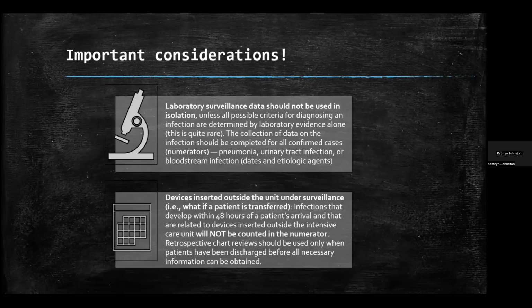So, some important considerations to take into account when conducting HAI surveillance. Laboratory surveillance should not be used in isolation. For example, if we're conducting surveillance for central line associated bloodstream infections, having laboratory evidence of that infection is a critical component, but you also need additional information. You need to know, is there a central venous catheter? And the laboratory wouldn't necessarily know if that patient has it. So there are additional components that need to be taken into account.